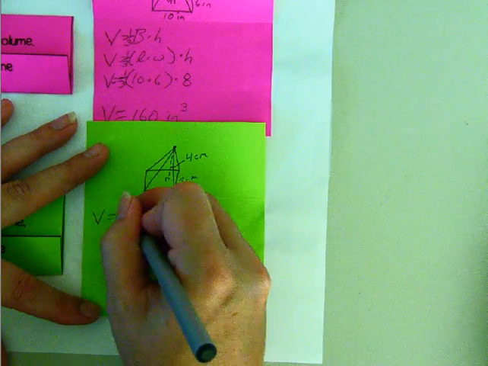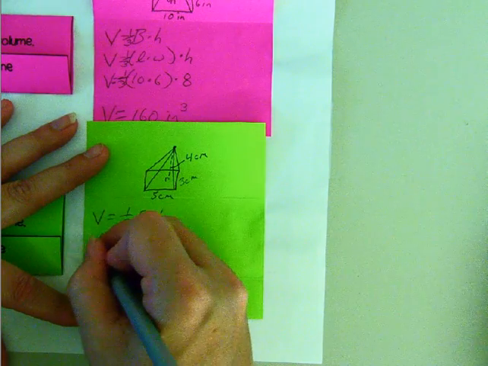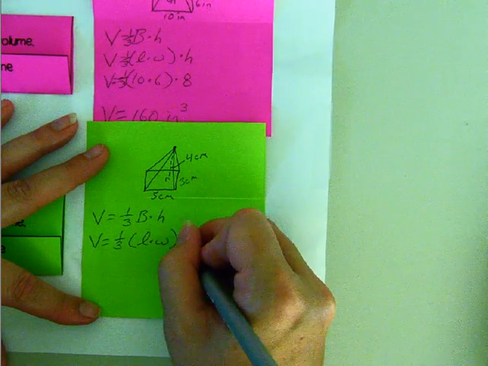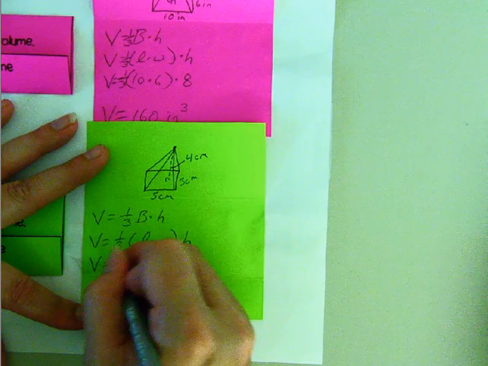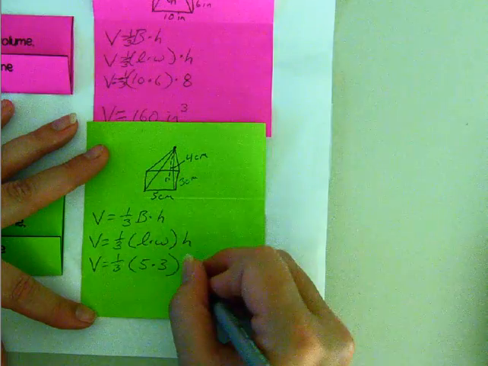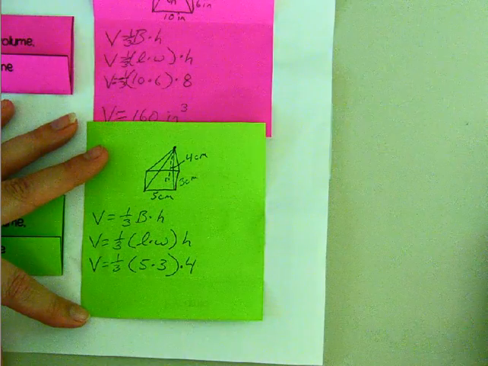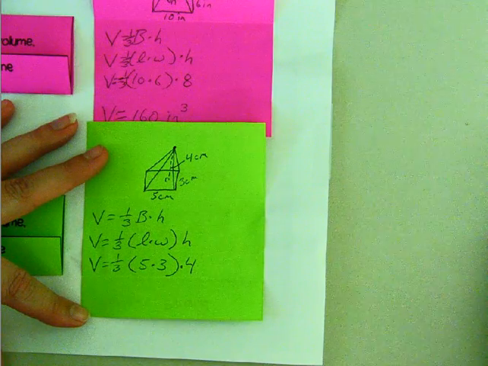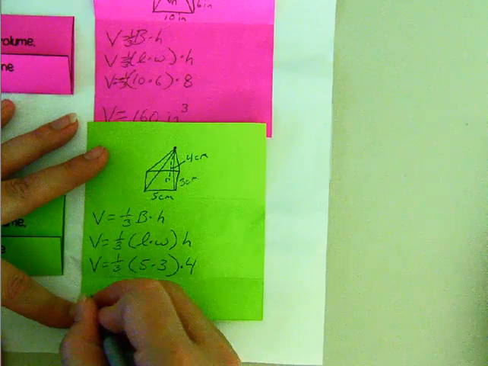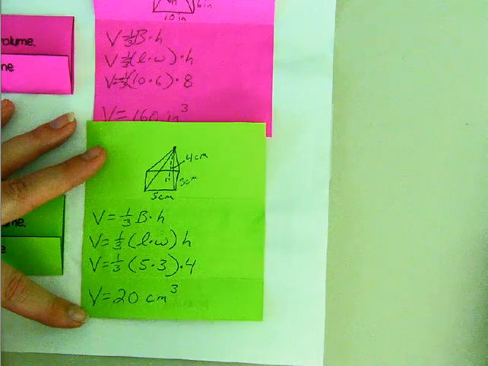So volume equals 1/3. You can't forget that 1/3, base times height. Our base here is a length times a width. So volume equals 1/3, 5 times 3, and then the height of our pyramid is 4. So we're going to take 1/3 times 5 times 3 times that 4, and I get 20. So volume equals 20 centimeters cubed.